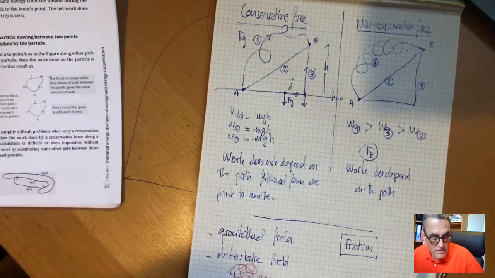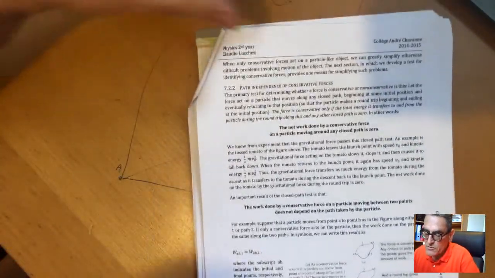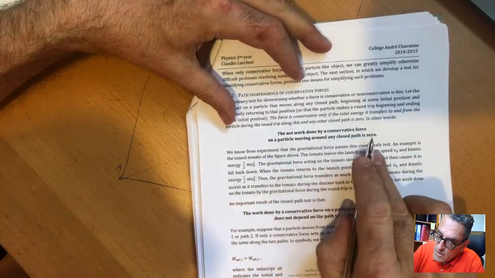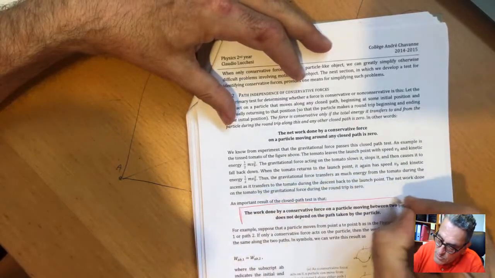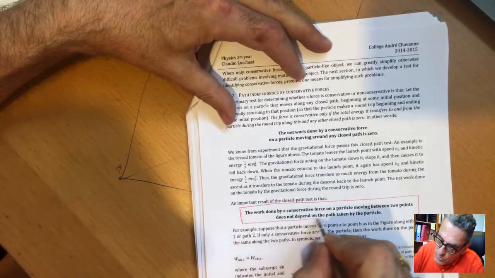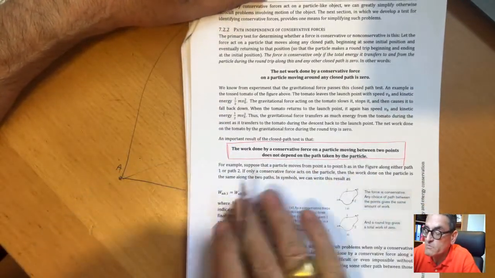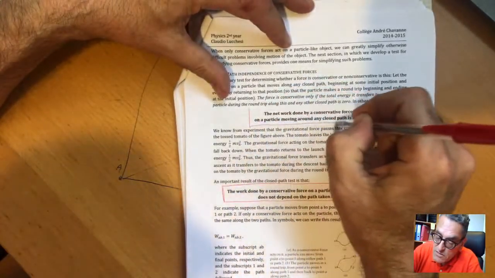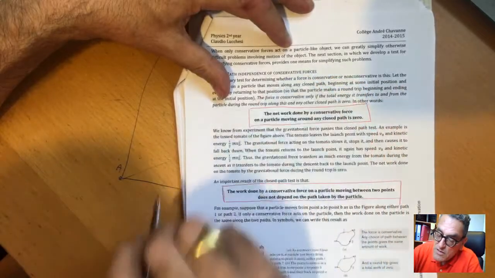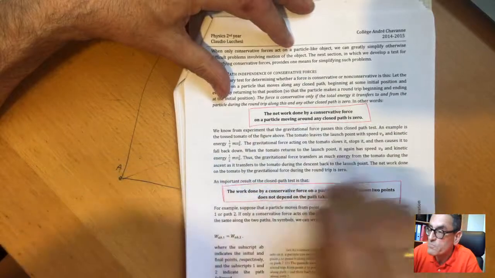This was for the chapter of conservative forces. So I didn't lie to you. This is what I told you. The work done by a conservative force on a particle moving between 2 points does not depend on the path taken by the particle. And this also means, this is a consequence of that, that the net work done by a conservative force on a particle moving around any closed path is 0.